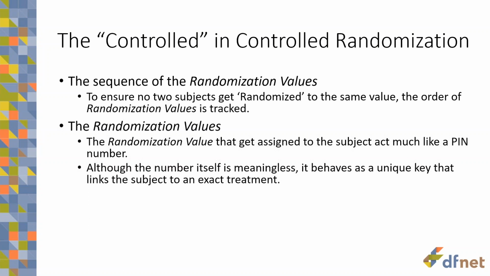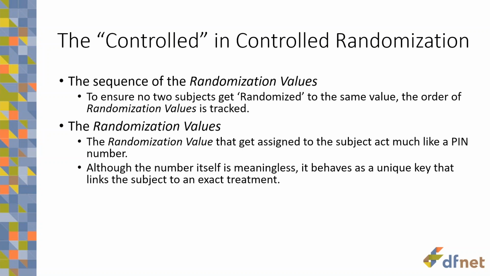The other component of control is the randomization values as well. They are predefined. They are generated before the randomization initiates, so you will need to find someone who has a good understanding in statistics and be able to generate you a list of values that do not overlap each other. And these get then predefined and plugged into the system on the back end.